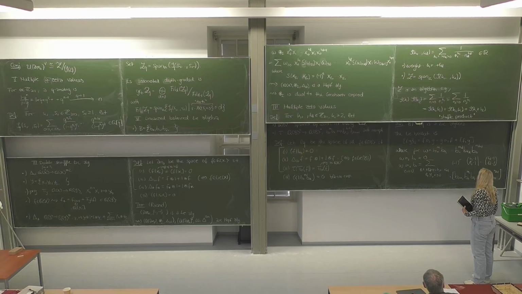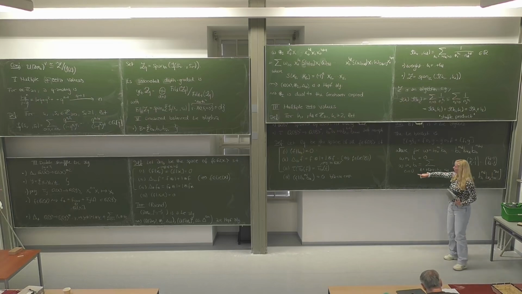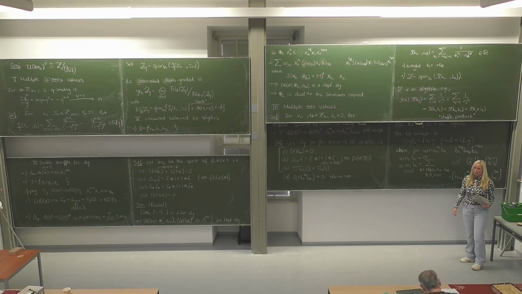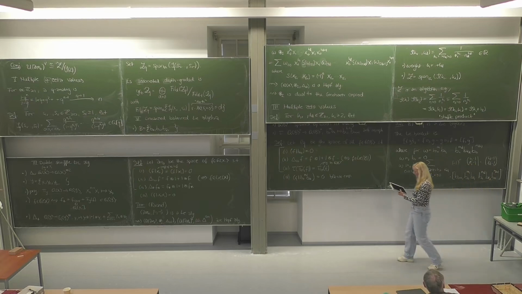So as a side remark, if I just take the letters B0, B1, all the summands become trivial, and what I recover is the Ihara bracket I had in the very beginning. So it's really a generalization of it.